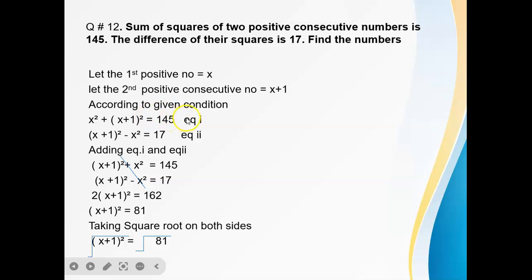Now we will add equation 1 and 2 because देखिए यहाँ पे आपके पास positive x है, here we have negative x. If we will simply add both equations, तो आपके पास plus x and minus x will cancel each other. The leftover is 2 times of x plus 1 whole square is equals to 162. 2 पे आपने divide कर दिया है and taking a square root upon both sides to get the value of x as x plus 1 equals to plus minus 9.